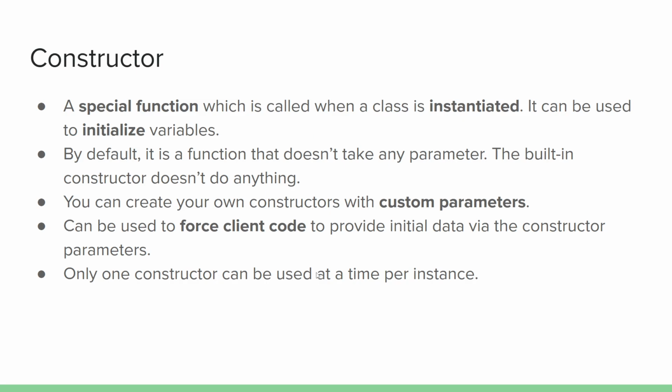So only one constructor can be used at a time per instance. What does that mean? Again, constructors are called when you instantiate. There is no way for you to call two kinds of constructors in one instance of a class. The moment you instantiate it, it depends on what constructor you use.